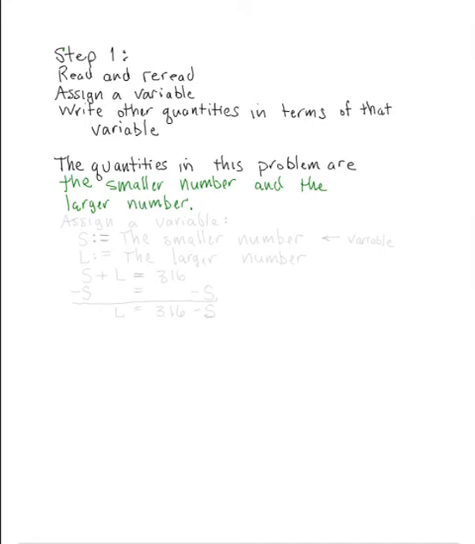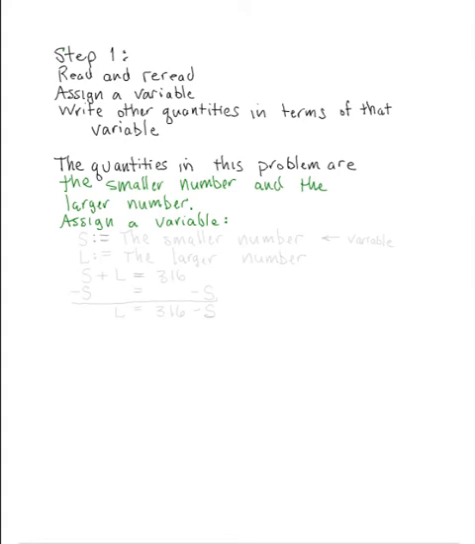We're trying to find these 2 numbers. So we've determined what the quantities are. Now we need to assign a variable. So let's go ahead and do that. This problem is asking us to determine the value of the smaller number and the larger number, so one of those needs to be our variable. It really doesn't matter which one is which for this particular problem. Let's just go ahead and say that it's going to be the smaller number, that's going to be our variable.